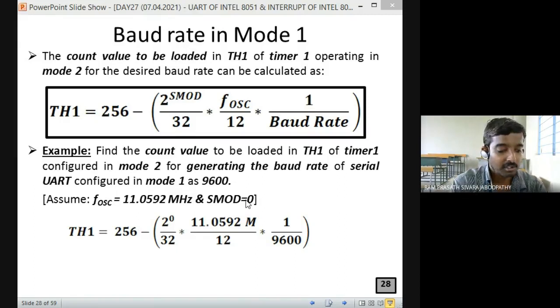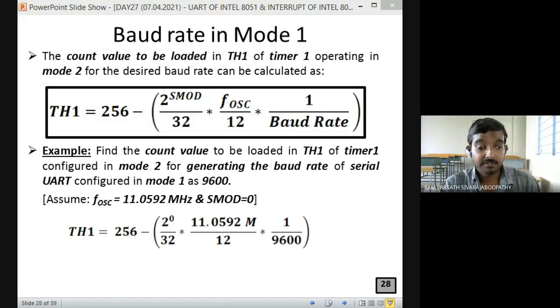Next, what are we going to do? 921600 divided by 32. What about the value you will be getting? 921600 divided by 32. What value are you getting? 28800. Correct? Yes, very good.